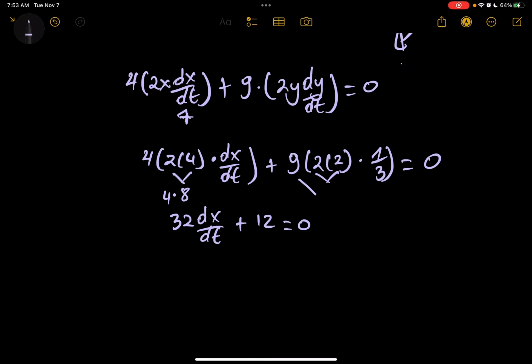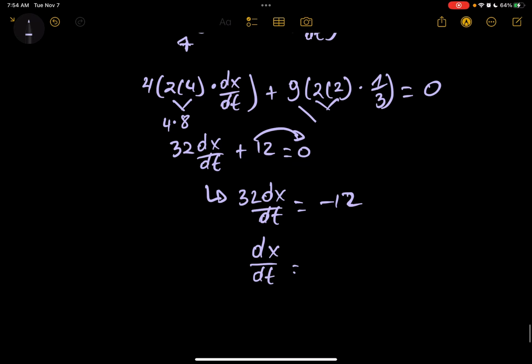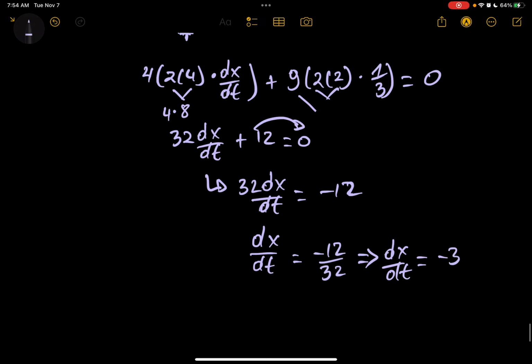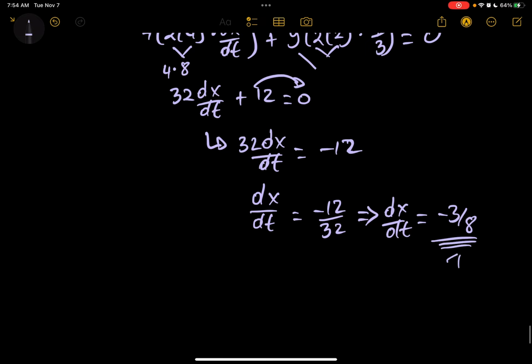So now I'm trying to solve for dx dt. What happened is that I can bring this one to that side. So I'm left with 32 dx dt is equal to negative 12. And now dividing both sides by 32, I get dx dt is equal to negative 12 over 32, which can be simplified as dx dt equal to negative 3 over 8. And that is my final answer.